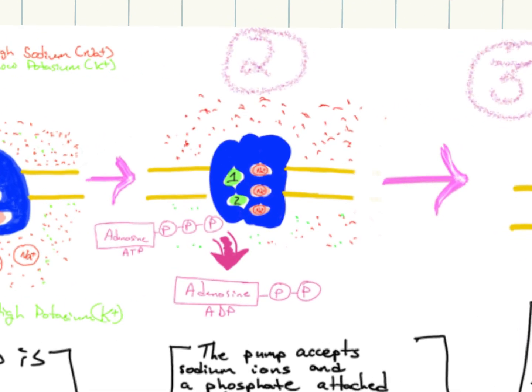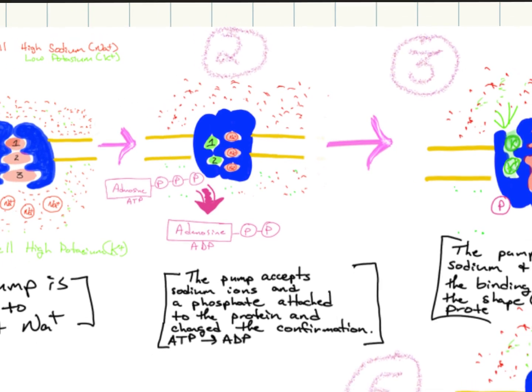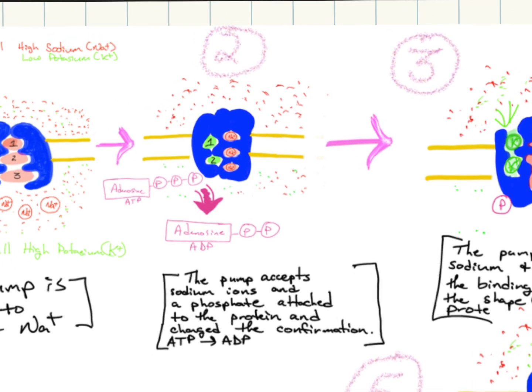So here is the next step. ATP comes in, binds, that allows the sodium to bind and close. This protein changes its shape. It's changing its shape. That means it's changing its conformation. The word for changing shape in biology and biochemistry is conformation. Its shape is changing.